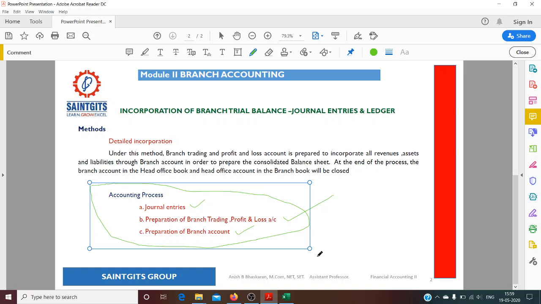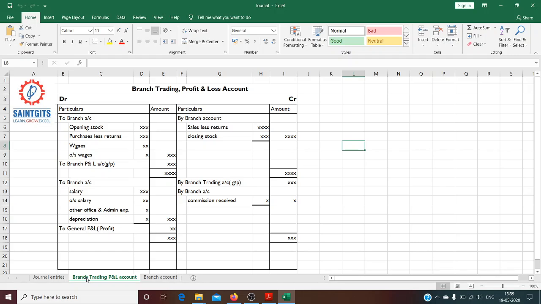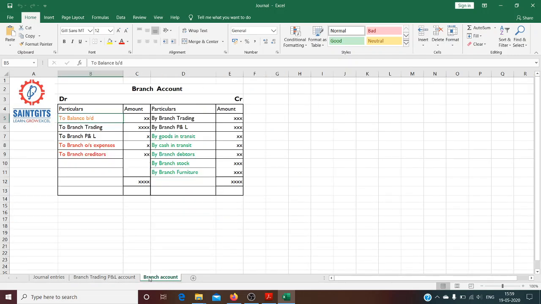Now, let us have a look at the same. See, journal entries, branch trading profit and loss account, and a branch account. This is only a specimen of items which are required for our incorporation of branch trial balance. I will explain one by one.